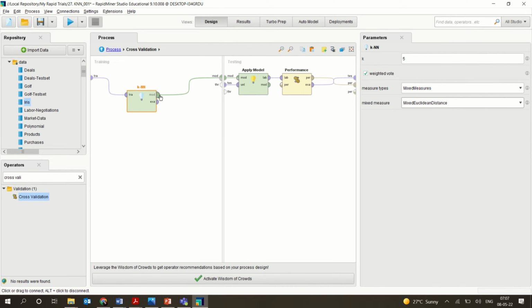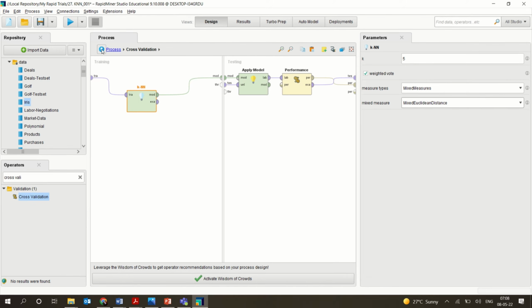Here, this is your model, going from the model output to the model input for the apply model. You already used apply model, and the testing is connected to the testing. So this is your testing data and this is your training data. The labels are connected to labels, the performance is connected to the performance output, and the output is connected to the testing set. This is how it would work.